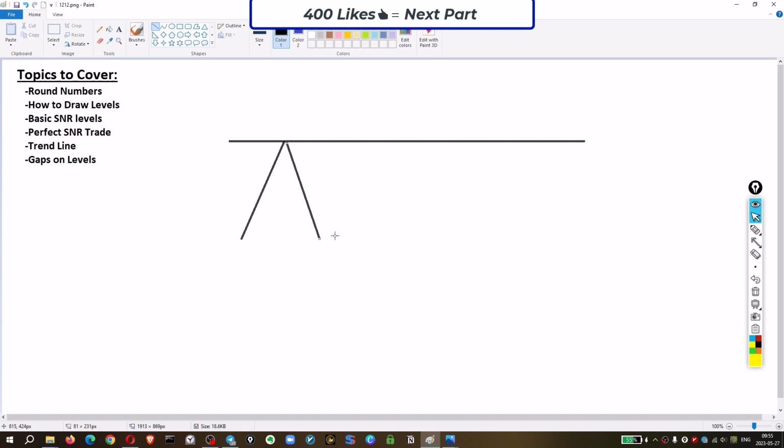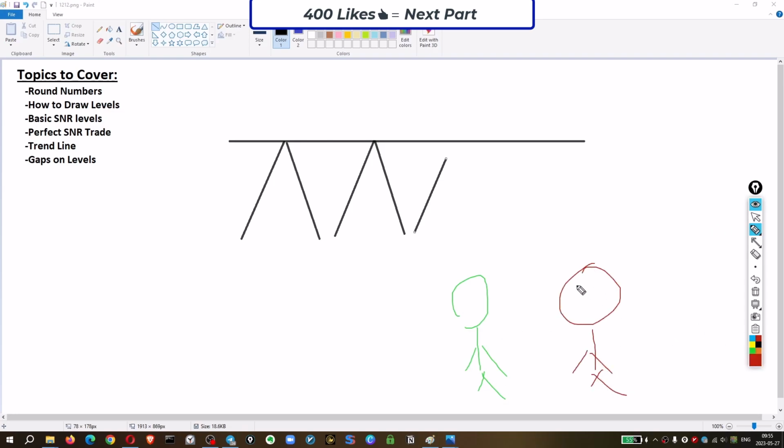The next time, again, they come here, and again sellers entered. So it became an SNR level. This is the most basic SNR level you can draw, okay? And the third time is coming here. The third time price is coming here, and these are buyers and these are sellers in the market, okay? They both have been seeing these movements of this price.